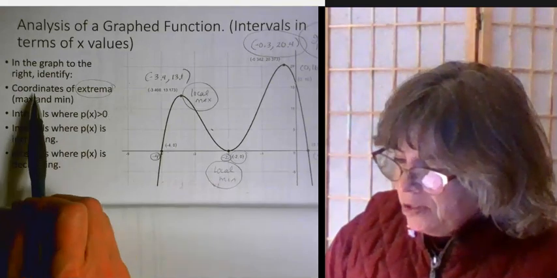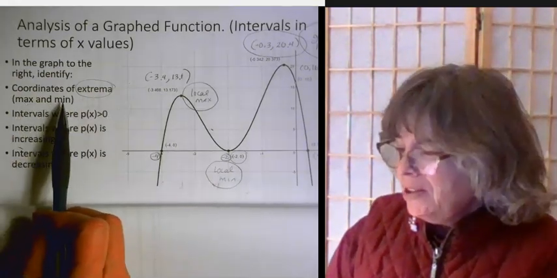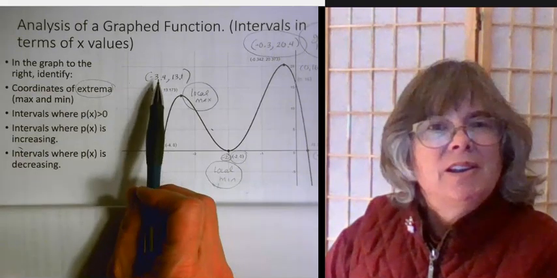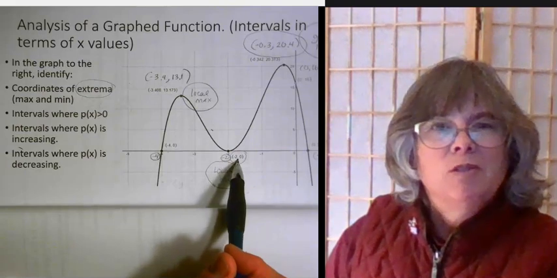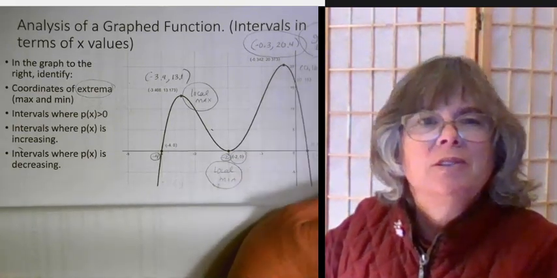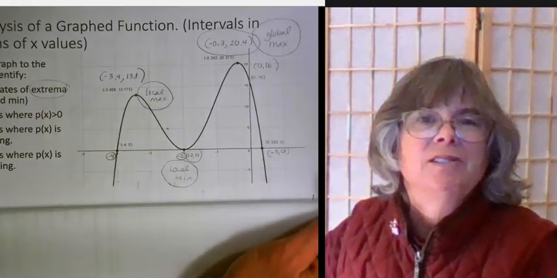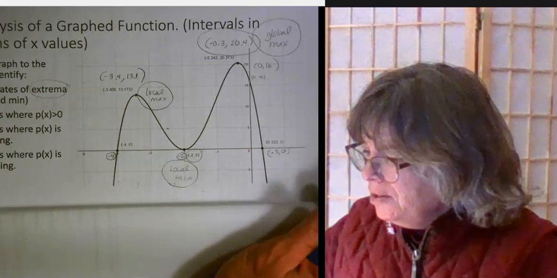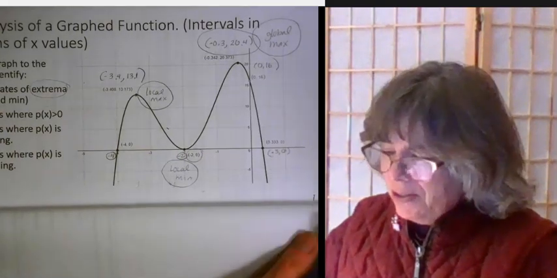If you're asked for the coordinates of the extrema, you want to find the maximum and the minimum values as coordinates. So there's the coordinates. Here's the coordinates of a local min. This is a maximum, it's the top. It's also a global max. It is the biggest in this entire function. So 0.16 is the y-intercept, and that's the x-intercept.